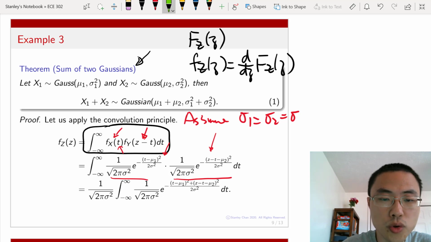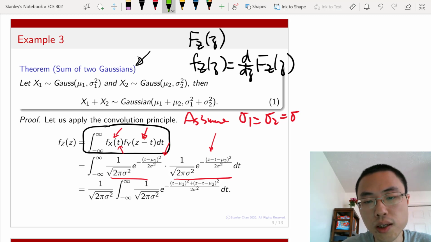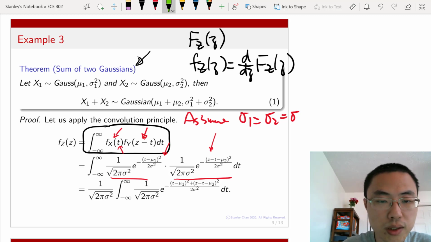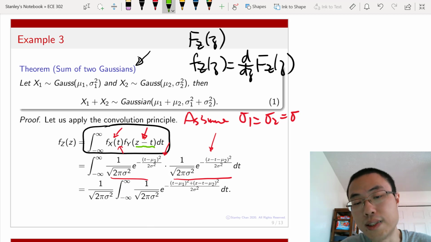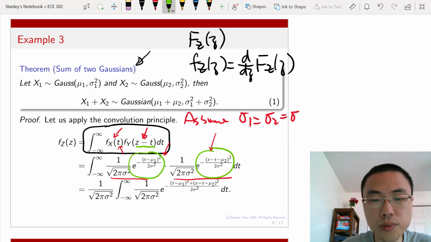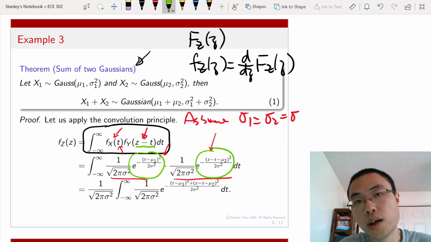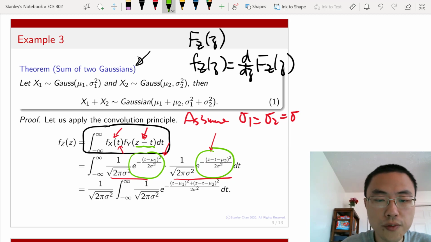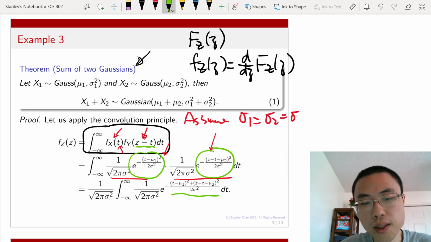And then let's go to here. So you have t minus mu1 divided by 2 sigma squared, and then you have z minus t. Why is it z minus t? Because the number that you plug in is z minus t. So you have these two. And then now, of course, you have the exponential, and then the other exponential, it will become the exponential of the sum of the two terms. So now you have those two terms here. And then you want to take the integration with respect to t.